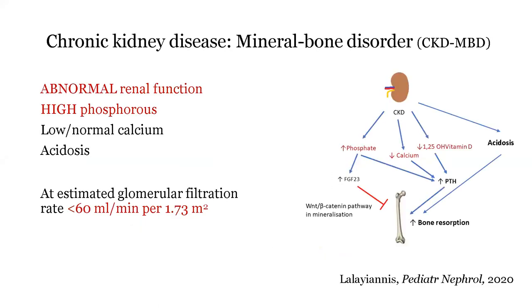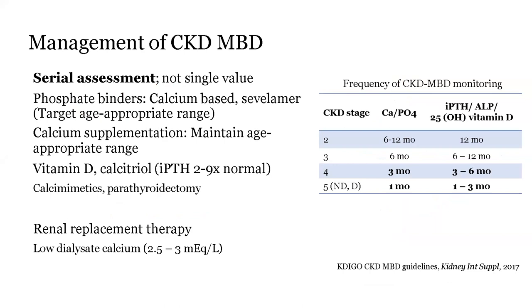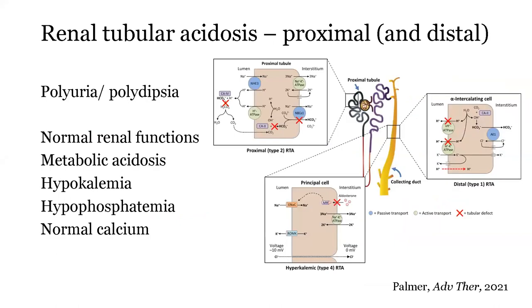In such cases, the first thing which comes to our mind is chronic kidney disease, where mineral bone disease is an important cause of rickets, which presents with bony deformities. The striking features would be a deranged creatinine and a very high serum phosphorus level. Obviously, the estimated GFR will be less, along with acidosis and low or normal serum calcium. The treatment of CKD mineral bone disease will be covered in subsequent lectures, but they are very well laid down criteria for the same.